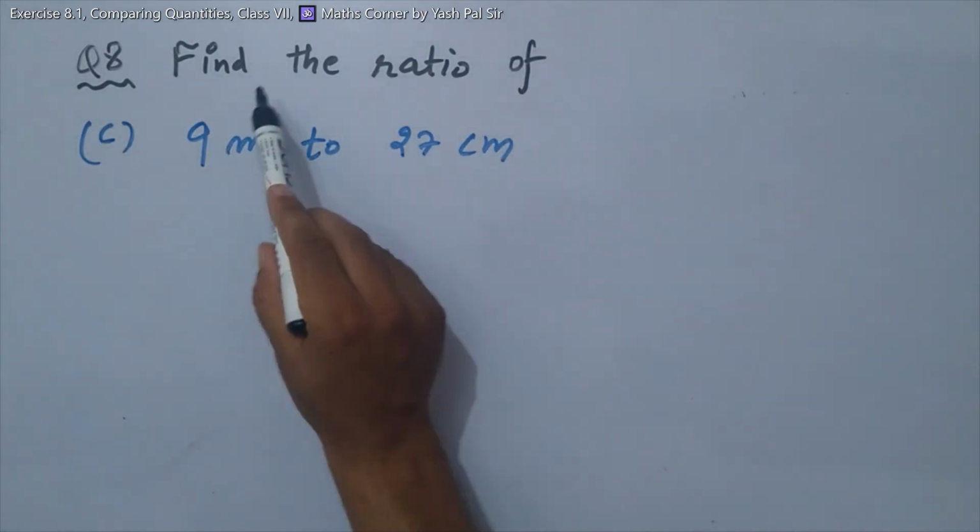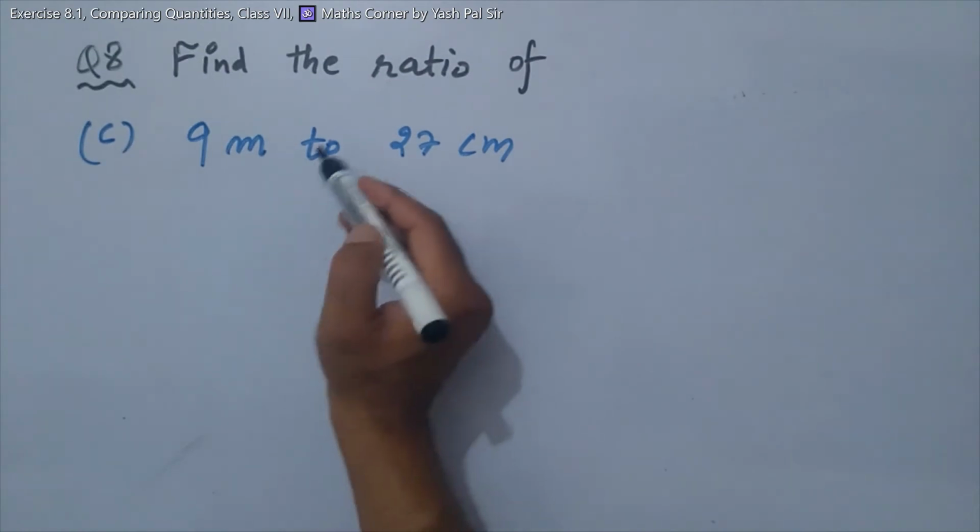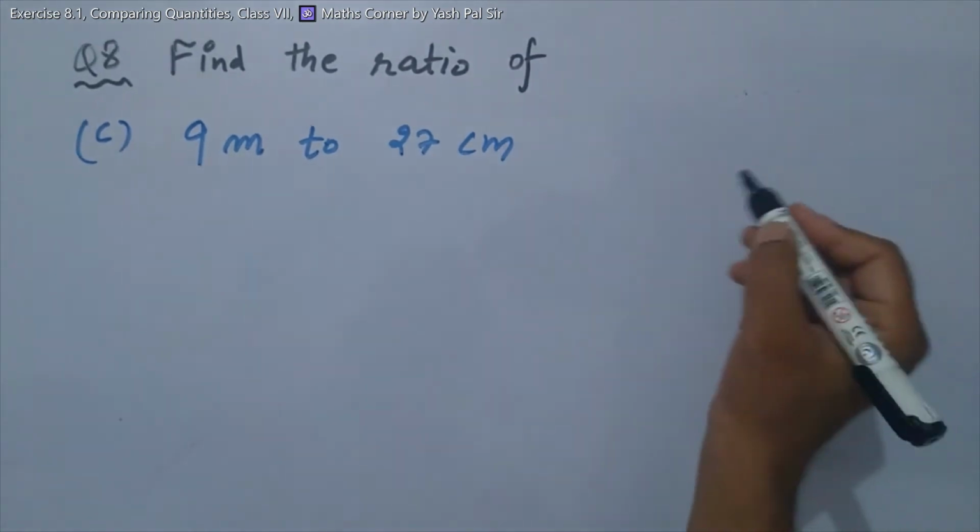C part is, find the ratio of 9 meter to 27 centimeter.